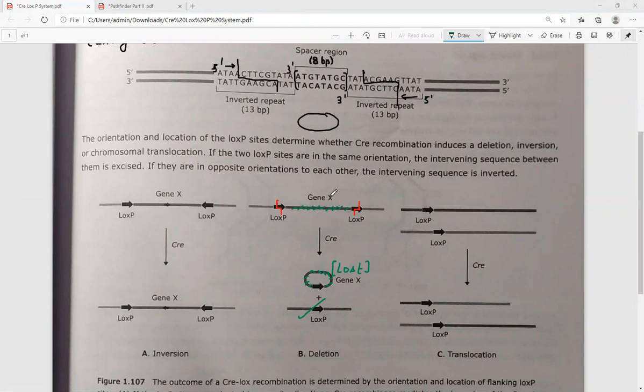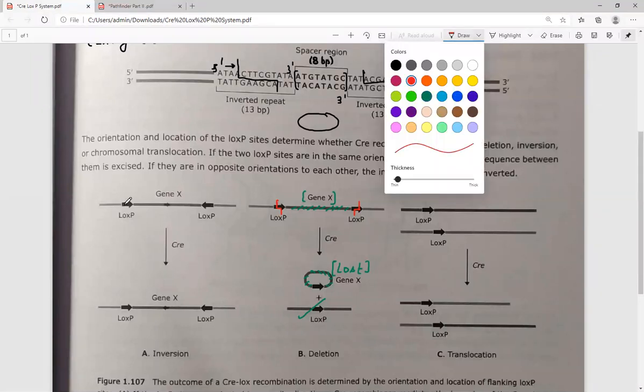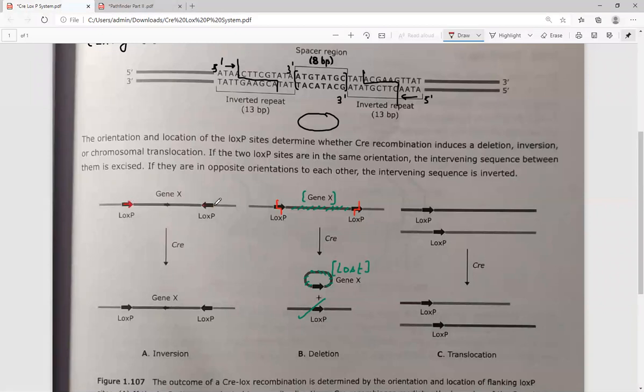Whenever a gene of interest is flanked by two LOX P sites, the gene is lost. Now the LOX P can have two opposite orientations. When the LOX P has two opposite orientations, one in this direction and another one in this direction, and the cleavage is made in this particular arena, it will cause inversion of the gene X. Gene X is going to be inverted. There is an inversion that is going to take place.